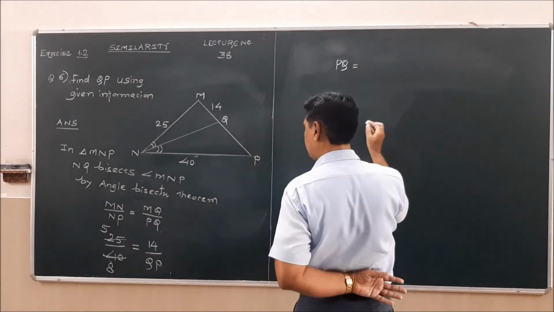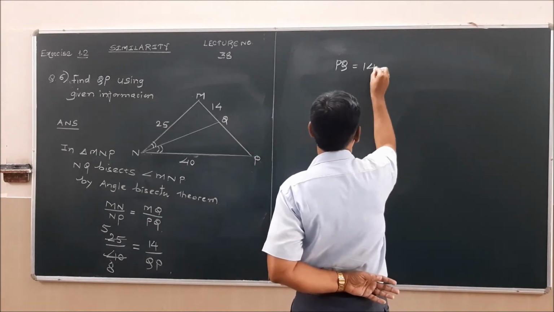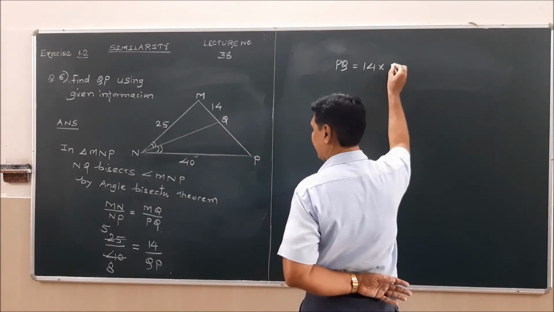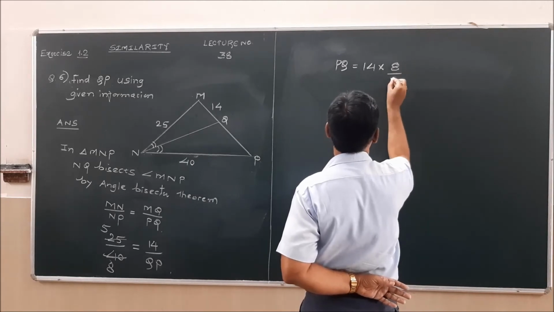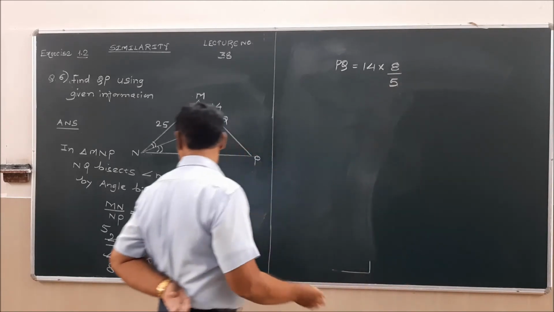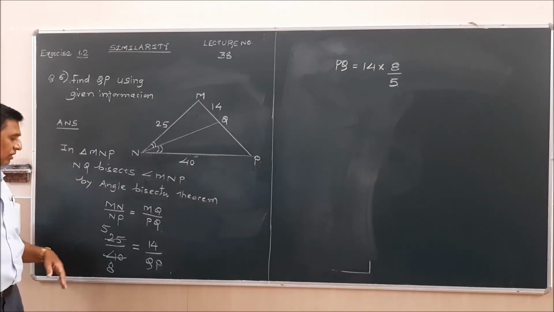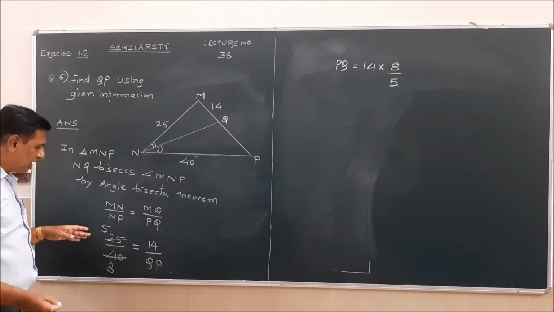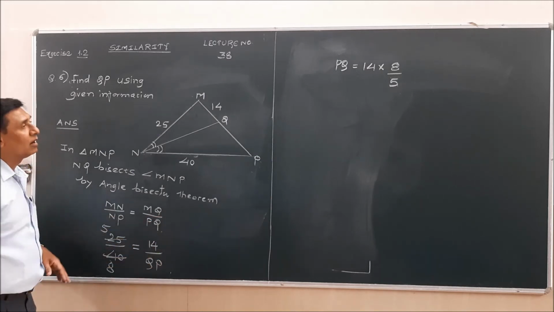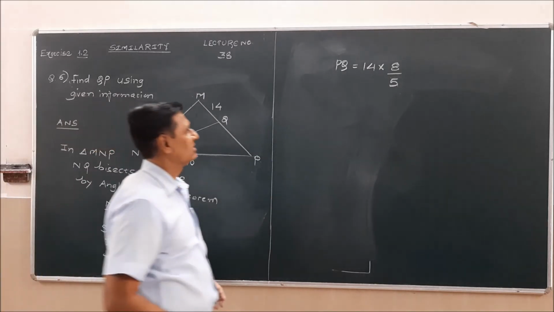to 14 into 8 upon 5. Try to understand here. 5 5s are 25, 5 8s are 40. QP is equal to 8 upon 5. No problem as it is.